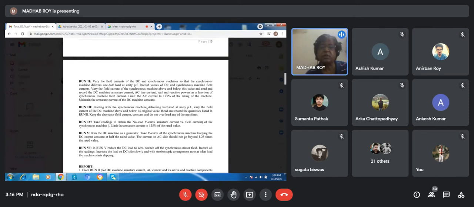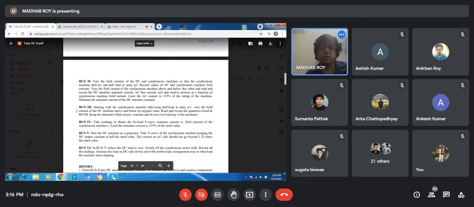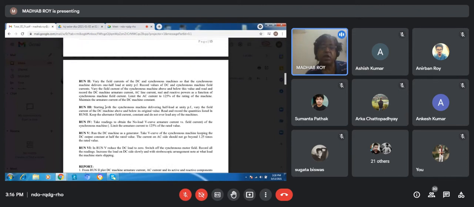The third part is starting with the synchronous machine delivering half load. This is our run basically. So we are starting the third run now, with the synchronous machine delivering half load at unity power factor. I have already told that for unity power factor there are two controls. One control is the power: the amount of power should be controlled by the shunt motor, that means from the prime mover. Another control is the power factor, which will be controlled by the field of the synchronous generator. By doing both, you can control the half load and the unity power factor, and that will be reflected in the two wattmeters connected to this three-phase machine. When the two wattmeters show equal positive readings, then the power factor will be 1.